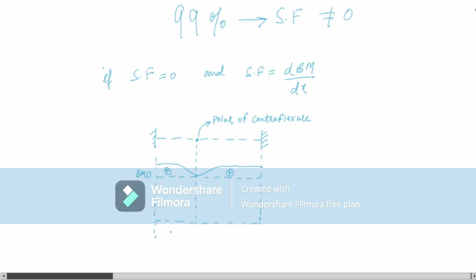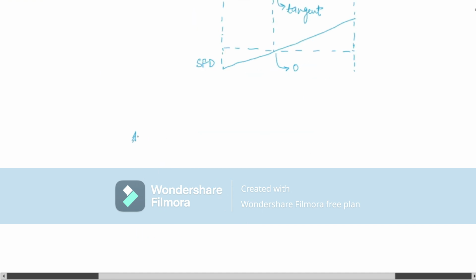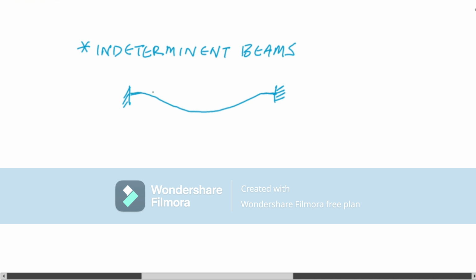Now shear force is basically the change in bending moment with change in distance. It mostly occurs in indeterminate beams. Indeterminate beams are those beams which have both of their ends totally fixed. That means whatever transverse load you apply on the beam, the ends will not move, the ends will not bend, they will remain straight.